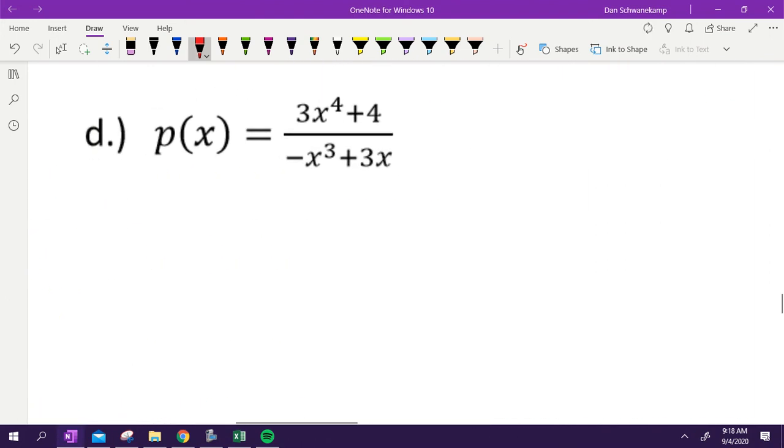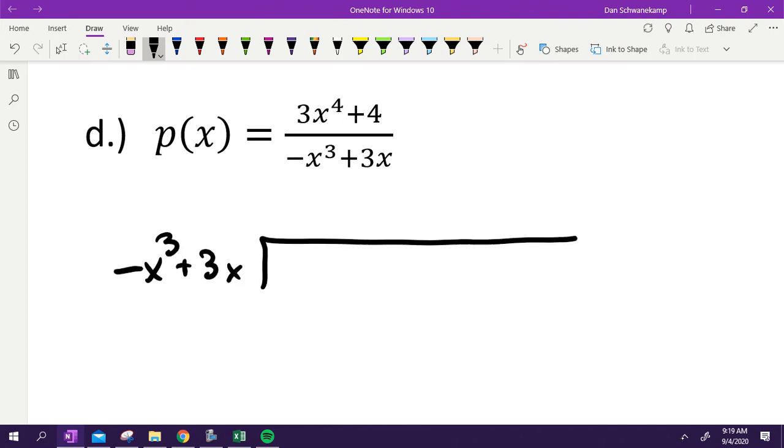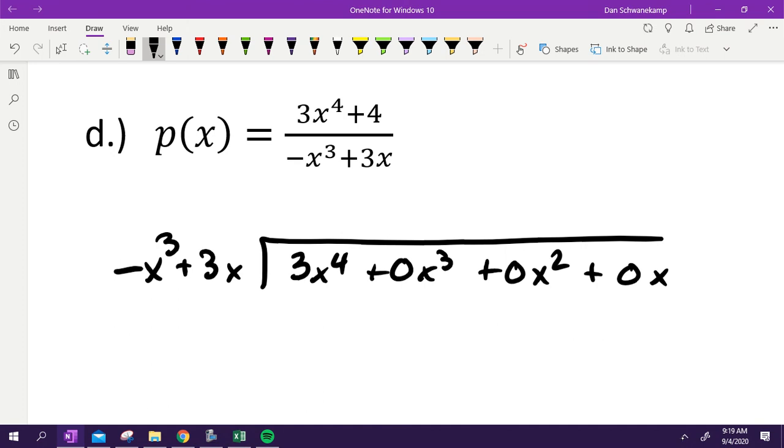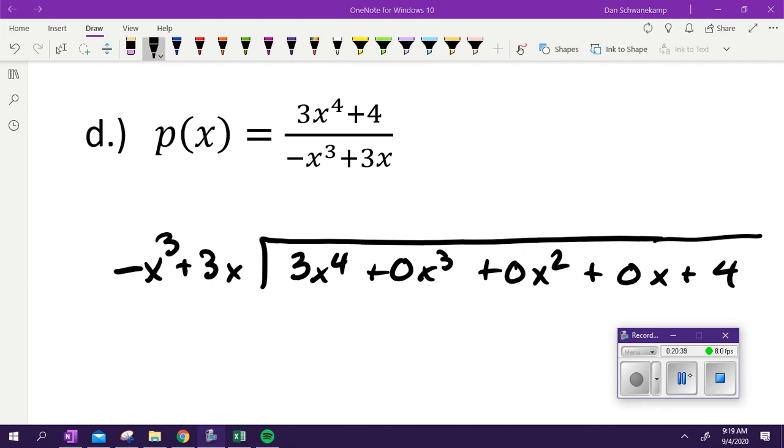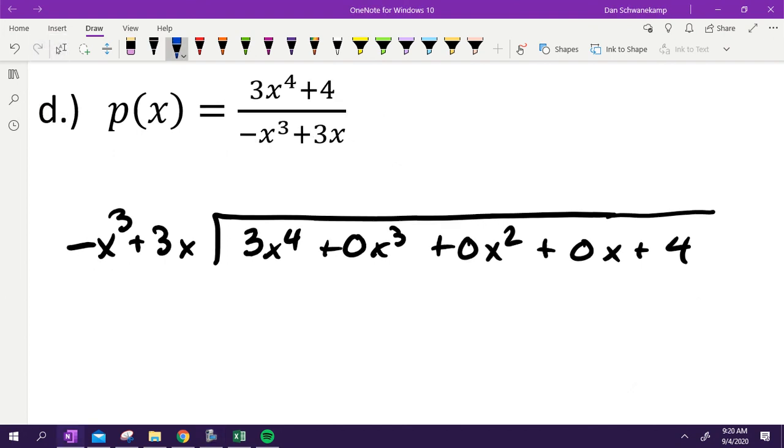Letter D. We're setting it up the same. Okay. Negative x cubed plus 3x goes on the outside. Underneath, it's 3x to the fourth, 0x cubed, 0x squared, 0x, and then a plus 4. Take a sec with your neighbor if you haven't yet and do long division. Do it. We're setting this thing up.